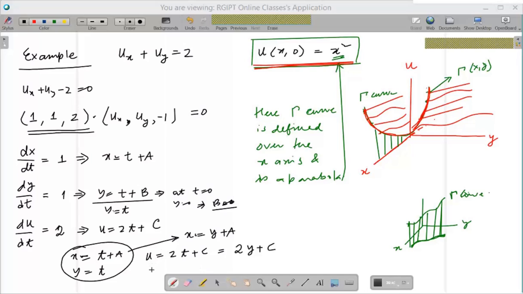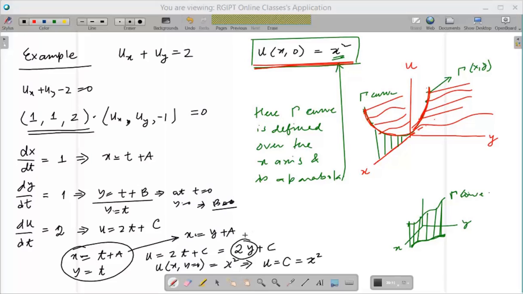Now, u as a function of x. So u at (x, y = 0) is given to be x squared. That would mean when y equals 0, this term goes away and I'm left with c, and c should be equal to x squared.